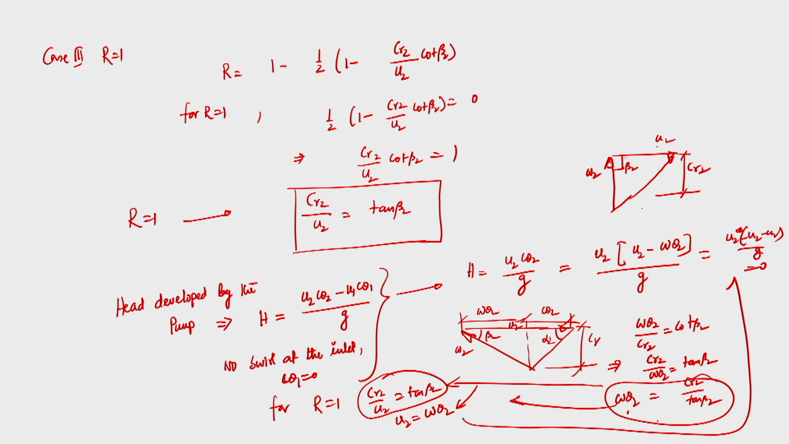So, now I will draw a figure. We have seen that depending upon the magnitude of r, and of course the blade angle, these two are very important to obtain the head developed by the pump. So, now if I draw r versus beta, this is blade angle beta and this is r.